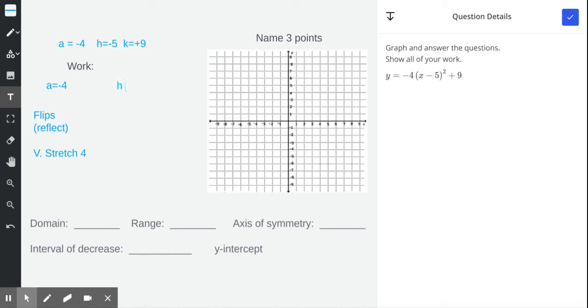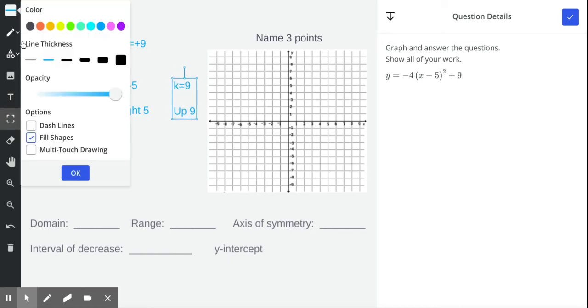The H of -5, or whatever you tell me your H is, you better be telling me that it goes right 5. And the K, being 9, tells me that I'm going up 9. So if you have all those filled out, we can start to graph.